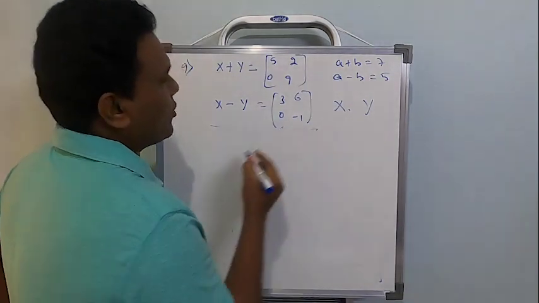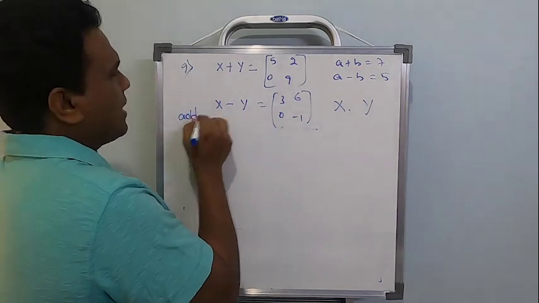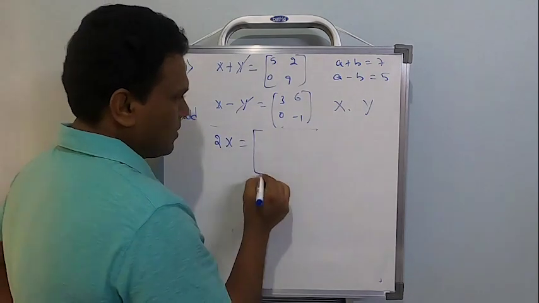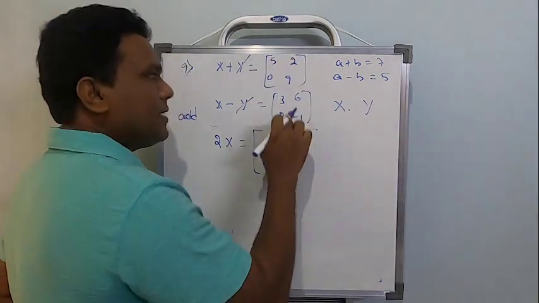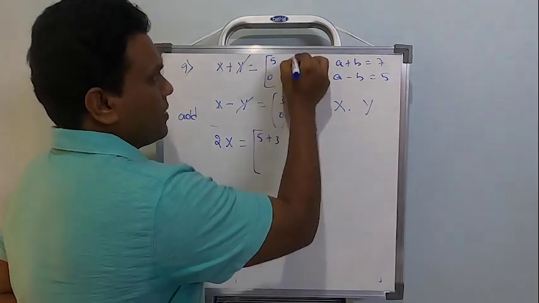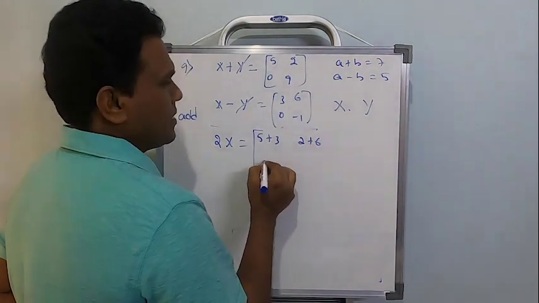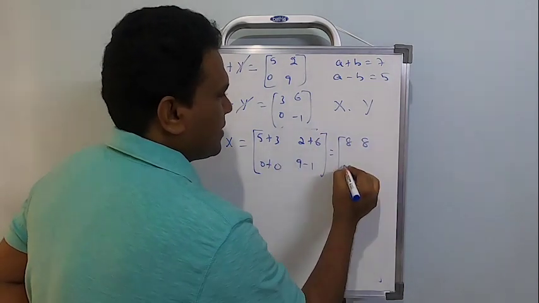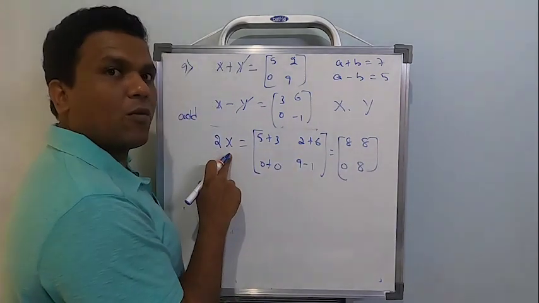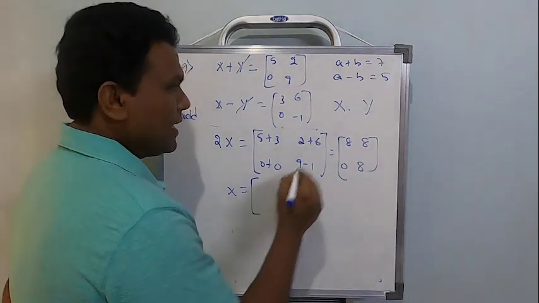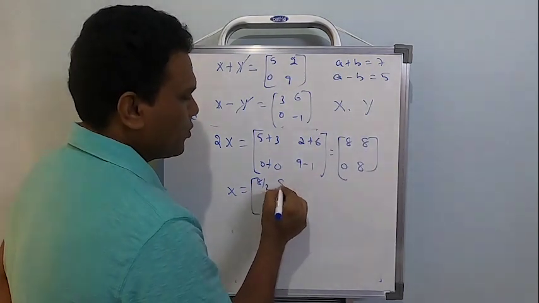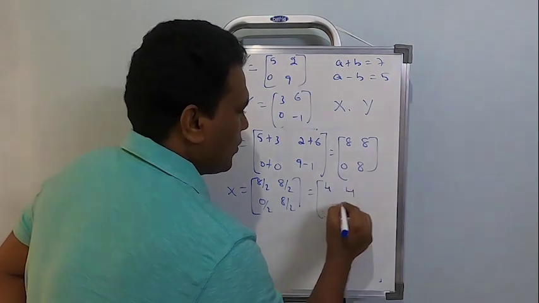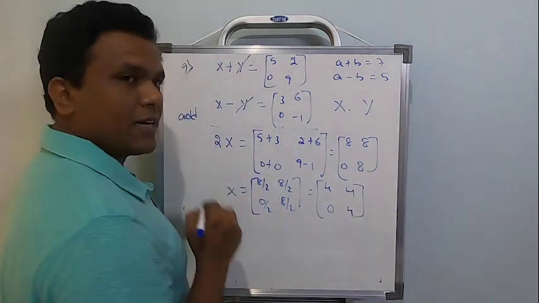Right. Okay. Now what I will do here, I will add up these two matrices. So I will add this, plus Y minus Y will be cancelled, X plus X, 2X. And on the right side, addition, right? Add these two matrices. So 5 plus 3, next 2 plus 6, the next 0 plus 0, and the next 9 minus 1. So it's going to be 8, 8, 0, 8. This is 2X, but I want only X. So X equal to, divide each element by 2. So 8 by 2, 8 by 2, 0 by 2, 8 by 2, so it's going to be 4, 4, 0, 4. This is matrix X.